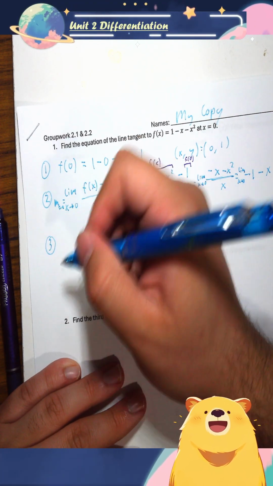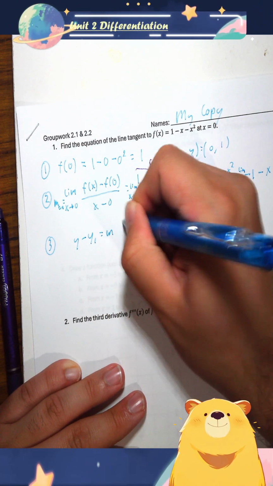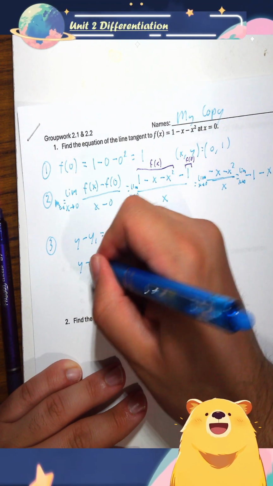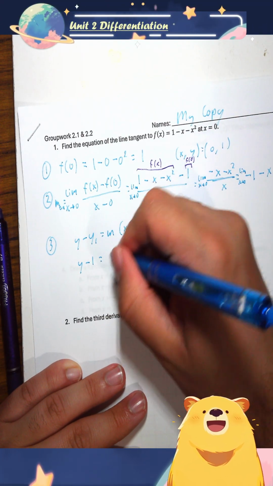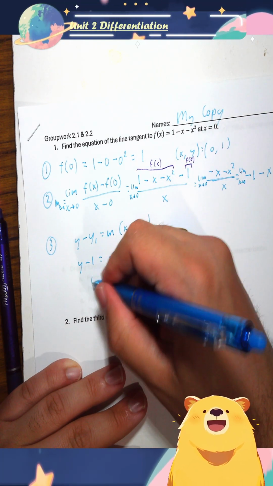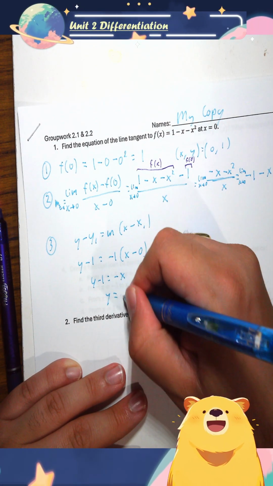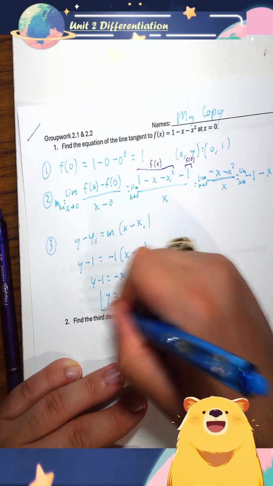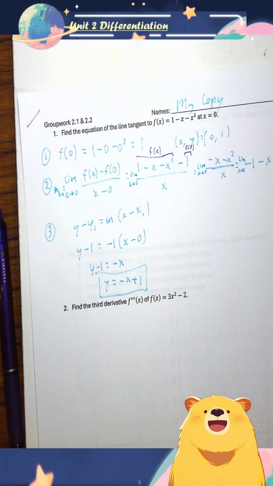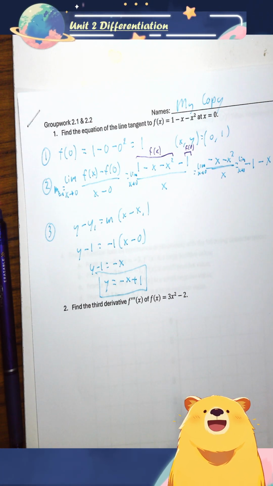And then the last thing for the actual equation, recall the point slope formula and recall the points that we're using. So it's y minus 1 is equal to negative 1 times x minus 0. That gets simplified to negative x and then plus the 1. So negative x plus 1 is your equation of that tangent line at x is equal to 0. Okay. All right. Next prompt.